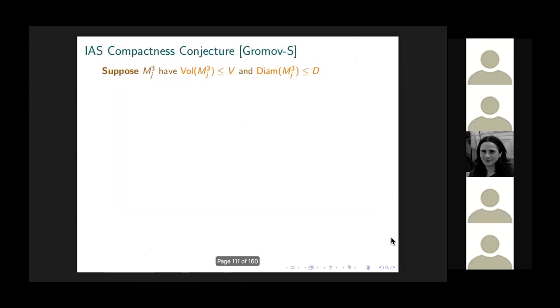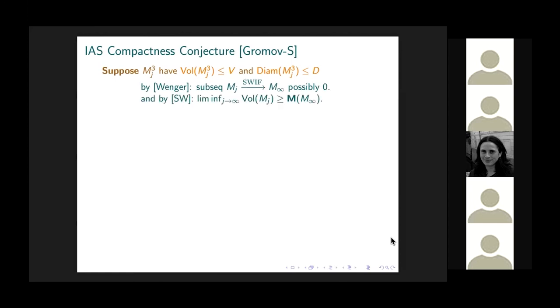I just want to go over it one more time. We mentioned it before. Suppose MJ^3 have volumes less than or equal to V and diameters less than or equal to D. Then we know by Wenger's compactness the subsequence SWIF converges, possibly to the 0 space. We know that the limit of the volumes is bigger or equal to the mass, or sort of a volume of the limit. And we know that if the limit is not 0, it's at least M-rectifiable. It has charts, it has weights, lots of nice things about it.